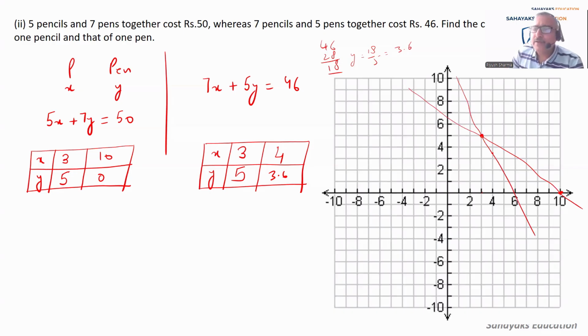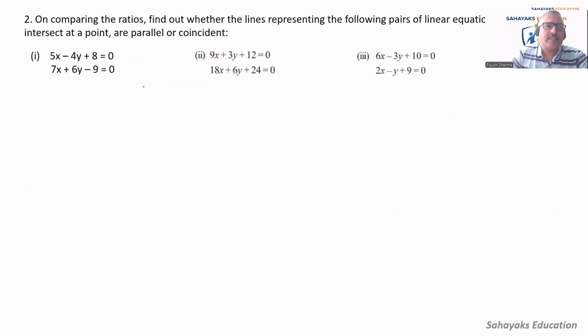Okay. And we know that this is the solution. So (3, 5) is the solution. The value of x is 3 and the value of y is 5. Okay, so she purchased 3 pencils and 5 pens. So coming to the next question.